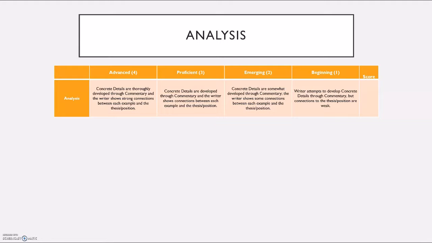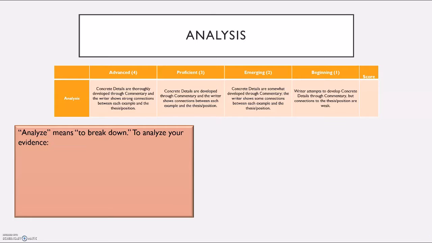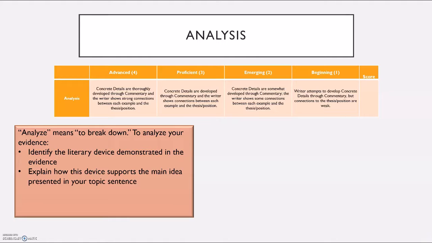Analysis is how you explain the connections between your topic sentence and your evidence, and then make connections back to your thesis. Analyze means to break down. To analyze your evidence, you should identify the literary device demonstrated in the evidence. Then, explain how this evidence supports the main idea presented in your topic sentence. At the end of the paragraph, explain how all of the examples taken together support your thesis.